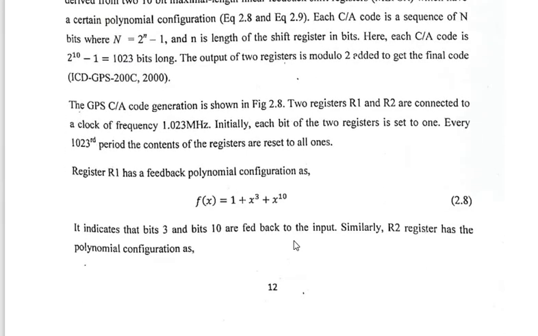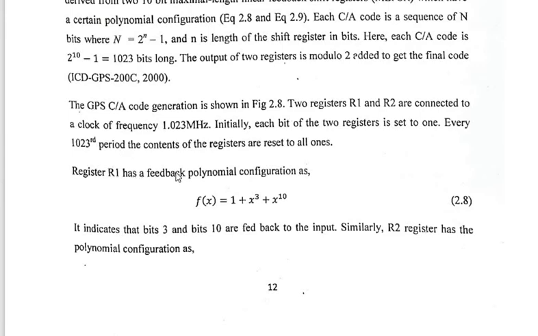So these are the two equations. As I have said, there are two registers for generation of your C/A codes. One is R1 and the second one is the R2 register. At the initial values, the registers are set to 1, but at the 1023rd period, all the registers are set to 1 once again. And the clock frequency of this particular C/A code is 1.023 megahertz.